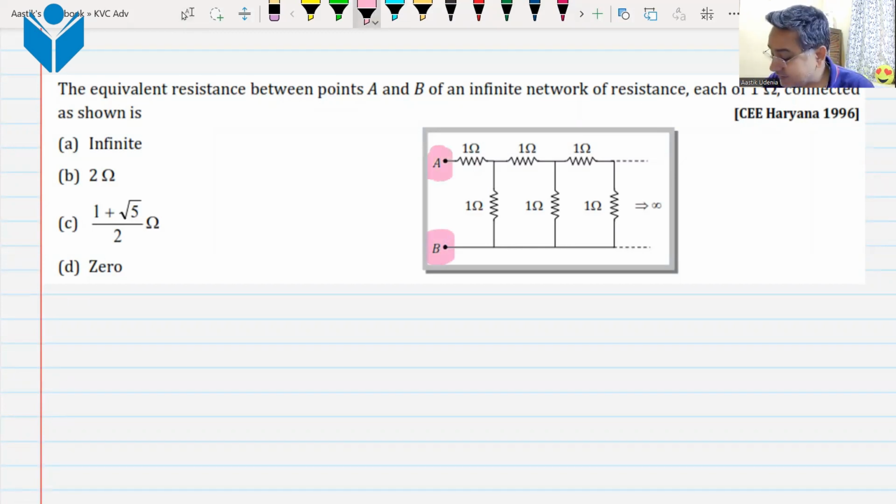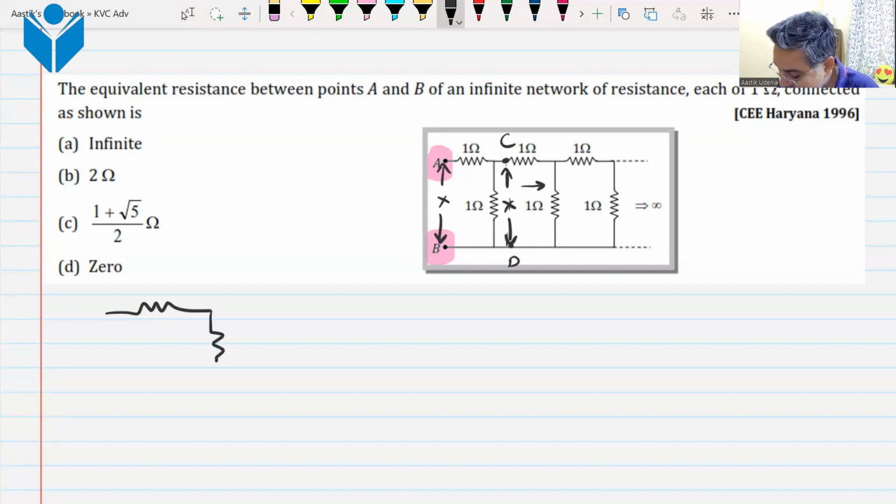It's an infinite series. If I look from this point C and D, the series looks the same. If I just cut one branch, the series does not become different. That means if I call the resistance between point A and B as X, the resistance between point C and D, which is also point A and B, will also be equal to X. Do we understand this? Yes, sir. So now the question looks like this.